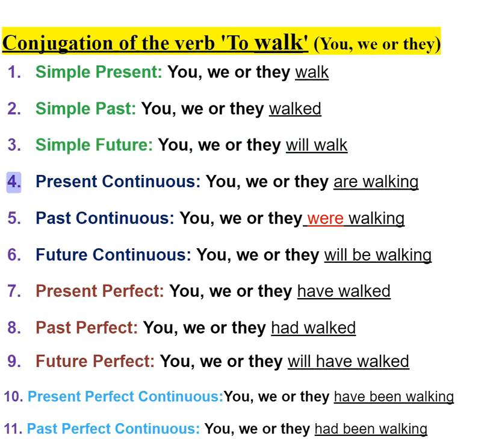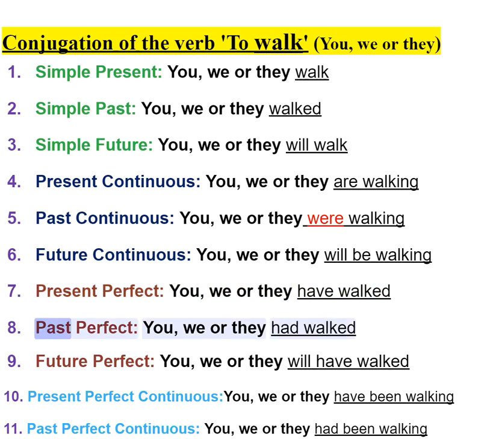4. Present continuous. You, we or they are walking. 5. Past continuous. You, we or they were walking. 6. Future continuous. You, we or they will be walking. 7. Present perfect. You, we or they have walked.